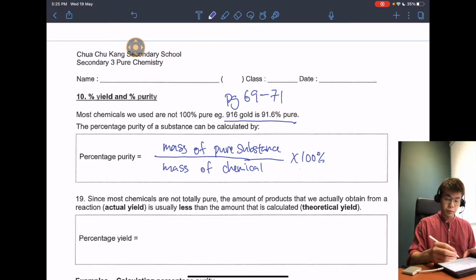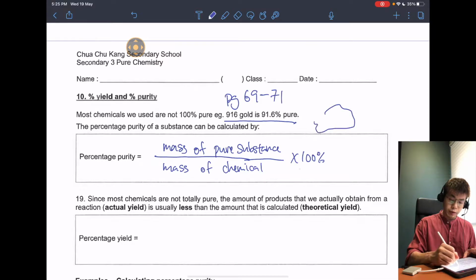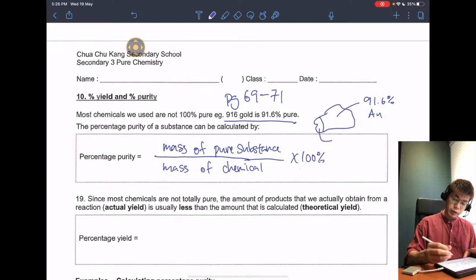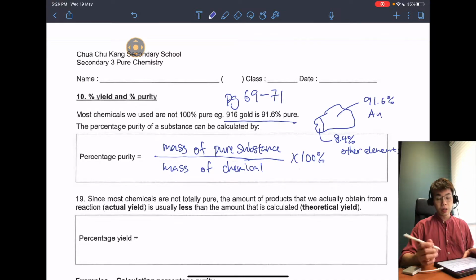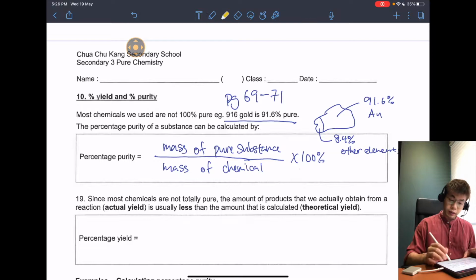So in 916 gold, assuming that this piece is the gold, and out of all this gold, this part, 91.6% is actually gold. But the other percent, which will be 8.4%, will be other elements. So that is what is meant by percentage purity. If there's any reaction that the gold will go through, only this part will be reacted.